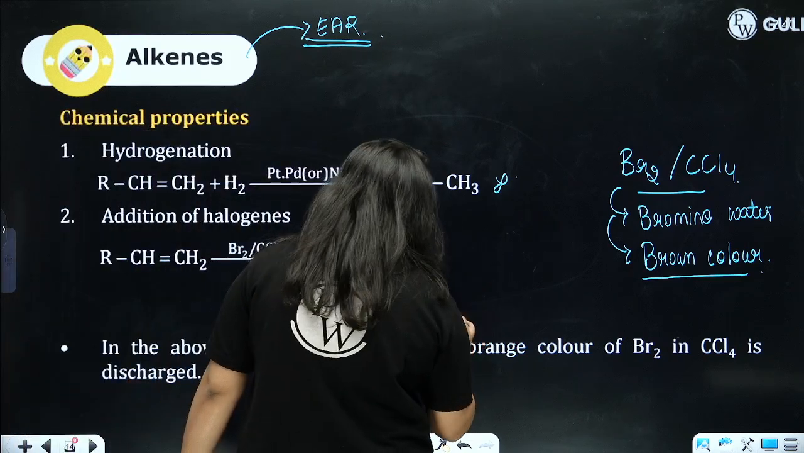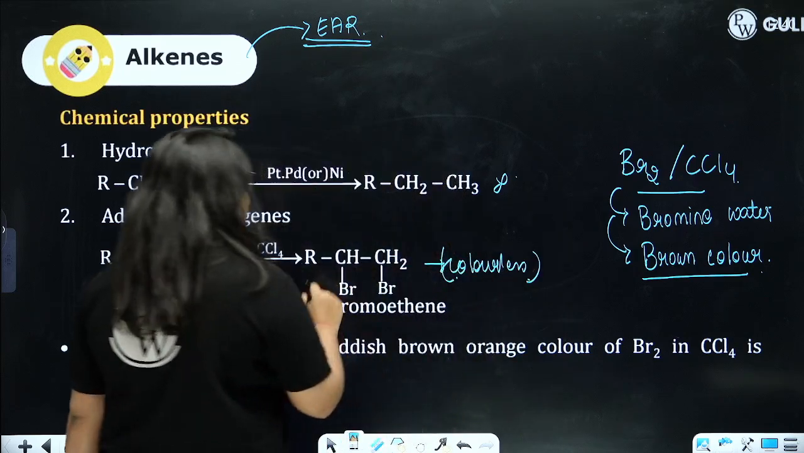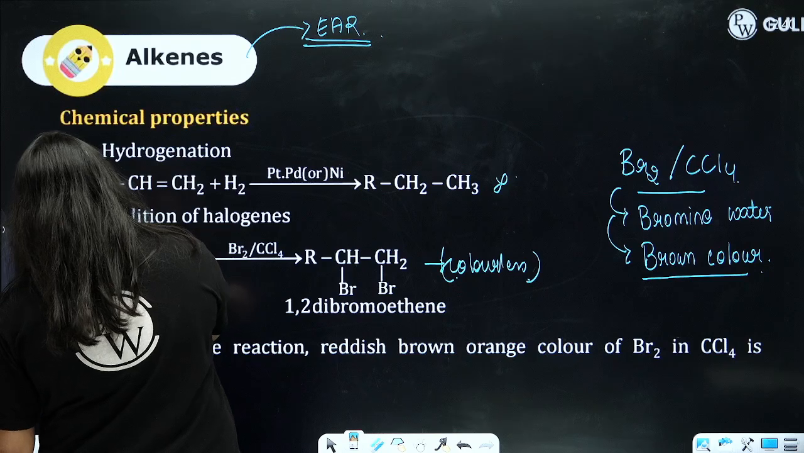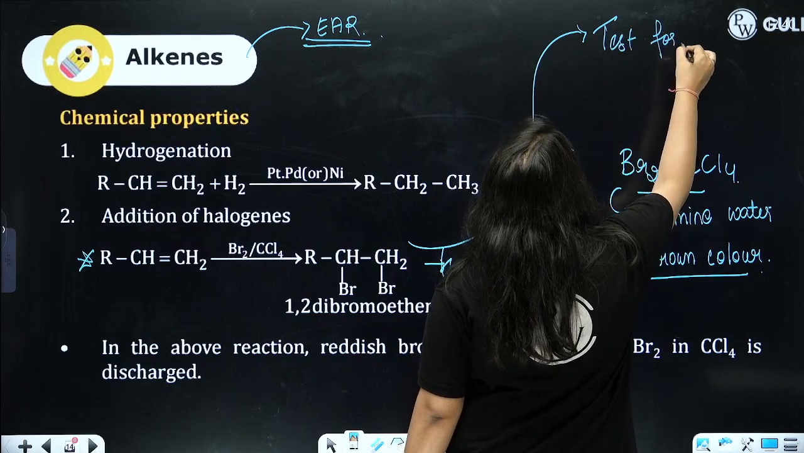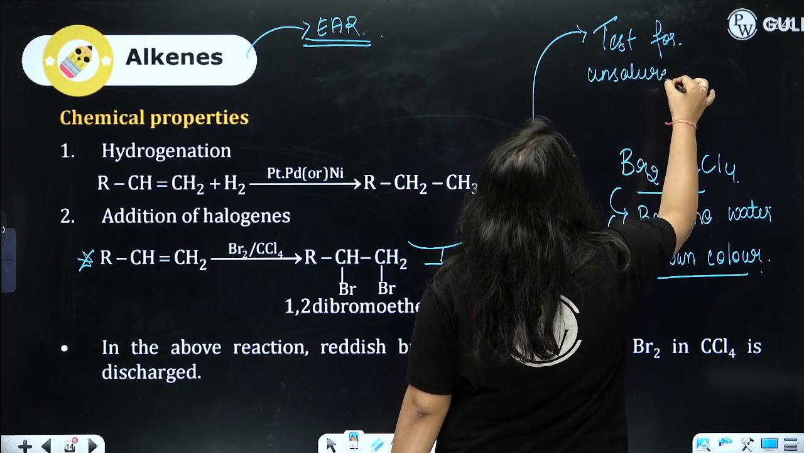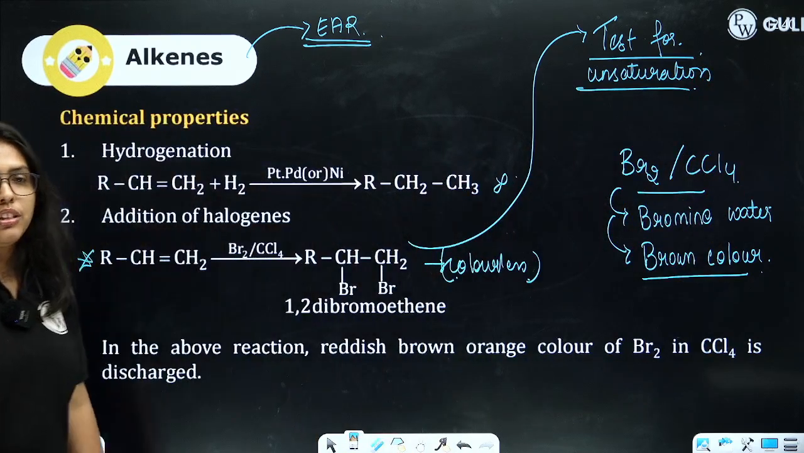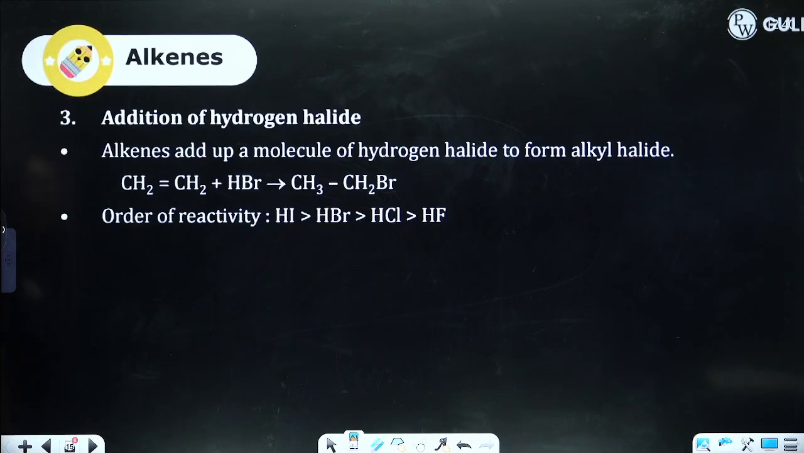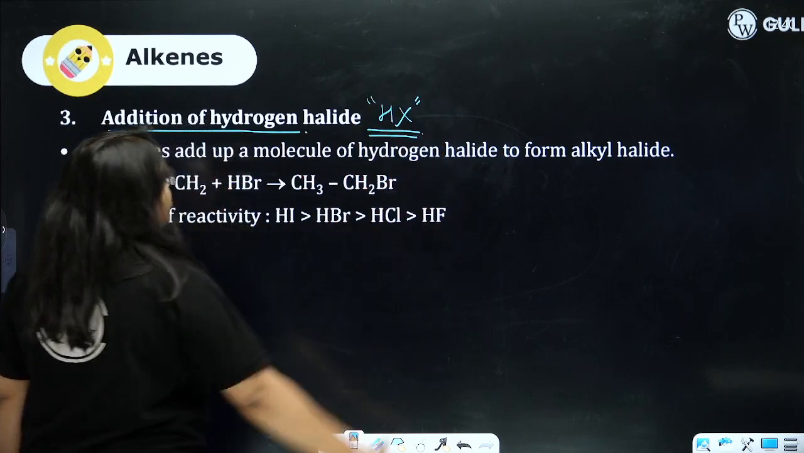That means the bromine water becomes colorless because all the bromine now reacts with the alkene. This is also known as test for unsaturation. Please have a look, everyone. This is what it is. Now, moving on to the next reaction, which is addition of hydrogen halide, that is HX. This is what you need to keep in mind, HX.